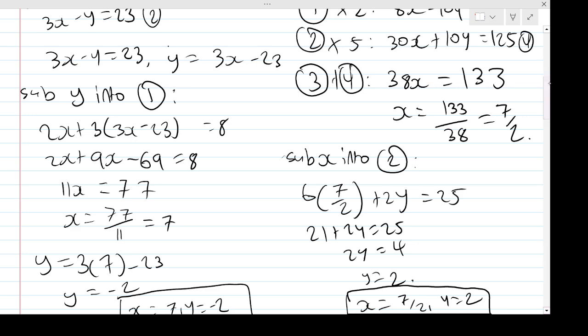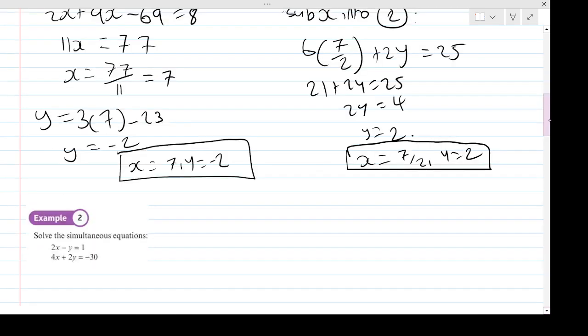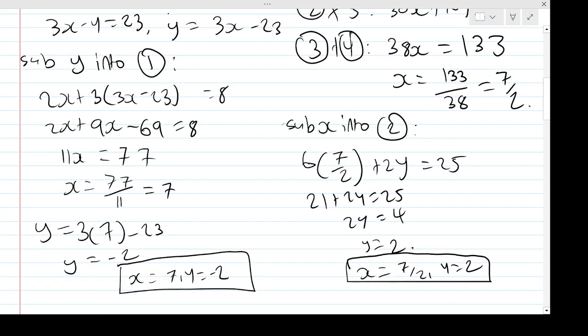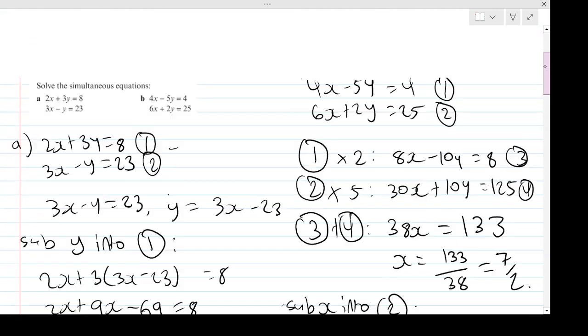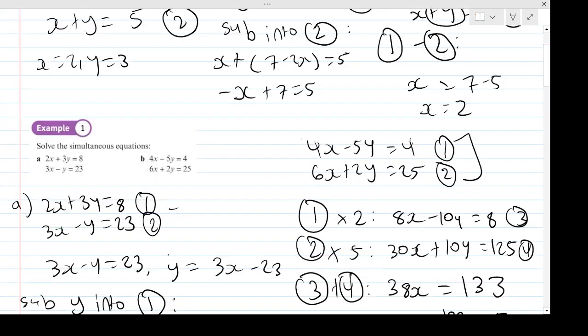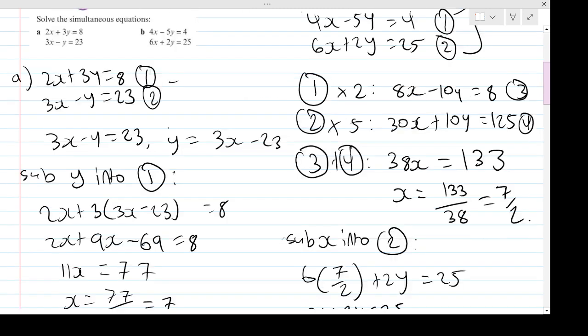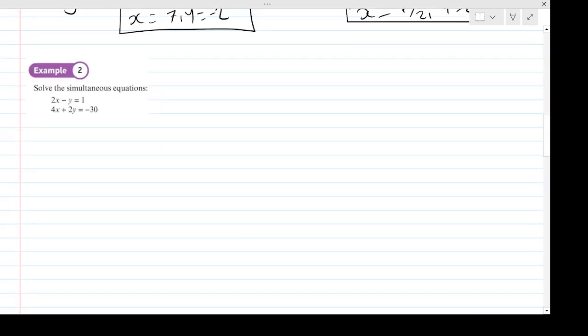So that's our solution there, therefore. And you can check your solution, because if you substitute these two numbers into both of the equations, they should both be correct. If you substitute x and y into here, you should get 4 equals 4. And for the second equation, you should get 25 equals 25 if you plug in x and y. Okay, cool. Let's have a look at another example.